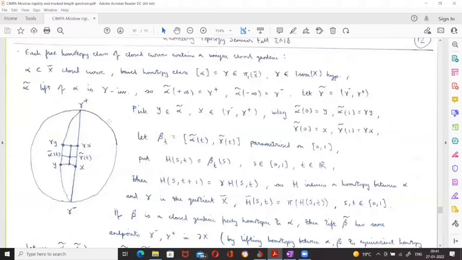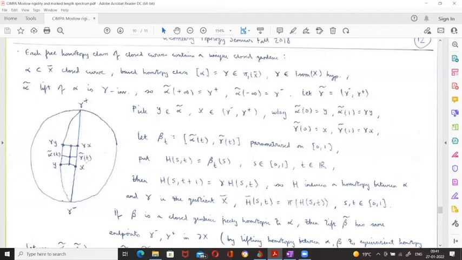Now I take the geodesic joining gamma plus to gamma minus. Let me call that gamma tilde. Okay, then what we can do is a homotopy in X, in the CAT(-1) space, from this curve alpha tilde to the curve gamma tilde. So I've written it down, but I'll just explain it from the picture.